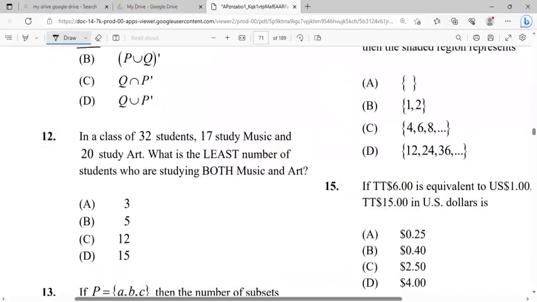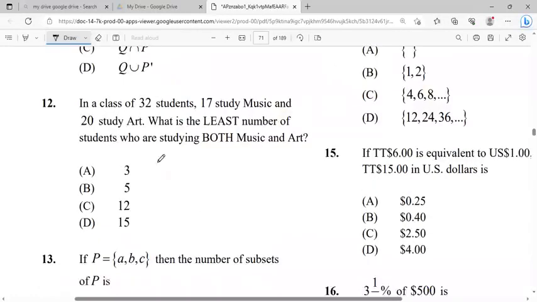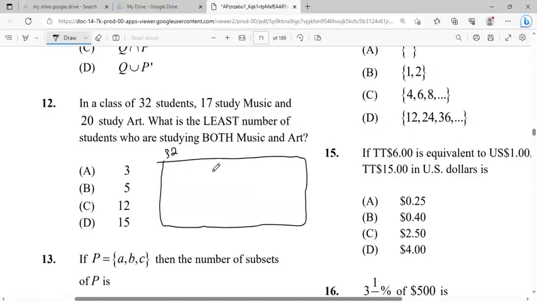All right. In a class of 32 students, I think I like when I draw the Venn diagram. So we have 32 students, 17 study music. So I'm going to say this one is music. 20 study art. I'm going to see if, oh, both. They did ask for both, so there's going to be some intersection. What is the least number of students who are studying both music and art?